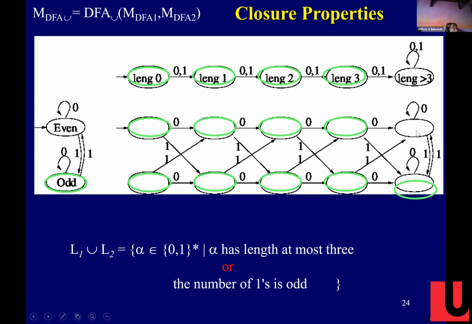Remember De Morgan's law. If we accept when this is true or this is true, when do we reject? We reject when this is false and this is false, right? That's when we reject by De Morgan's law. Everybody get here how we're doing the union? Isn't this union? Oh, union. Right, this is union. Okay.